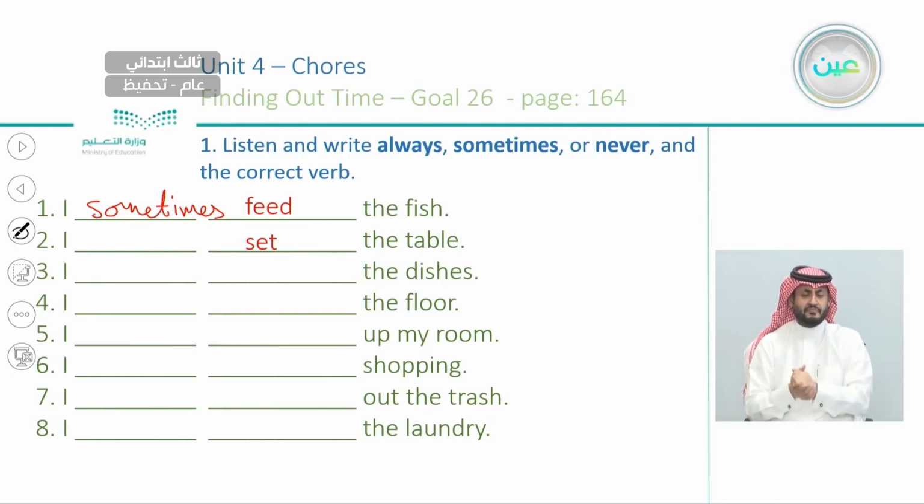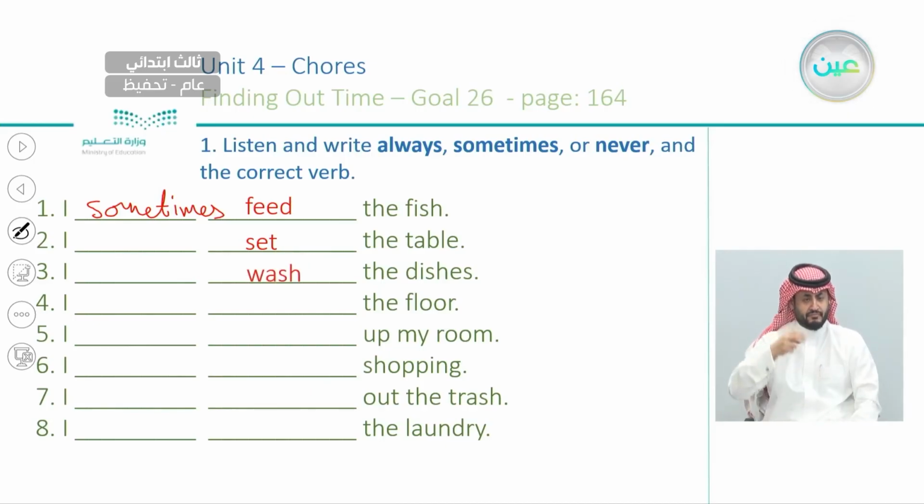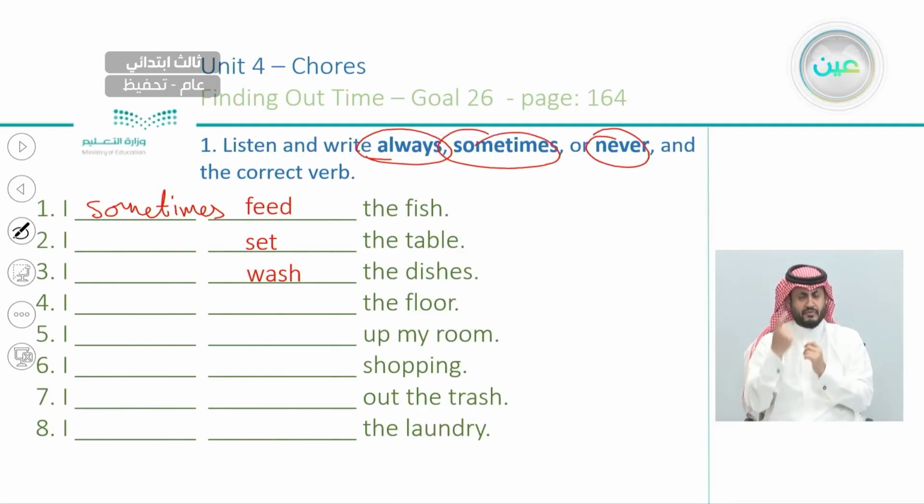Number 3. I wash the dishes. What is the word here? Wash. Excellent. And also you can choose any one of these, 1 or 2 or 3. Okay. Number 4. I vacuum the floor. What is the verb here? Vacuum. Excellent. Number 5, I blank up my room. Let's listen. I clean up my room. What is the word here? Excellent. We have clean up my room.